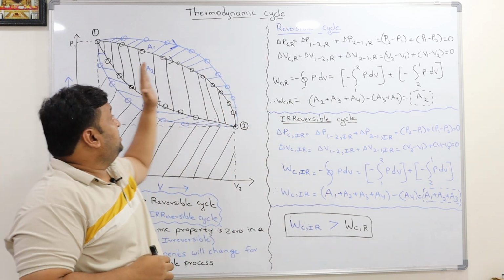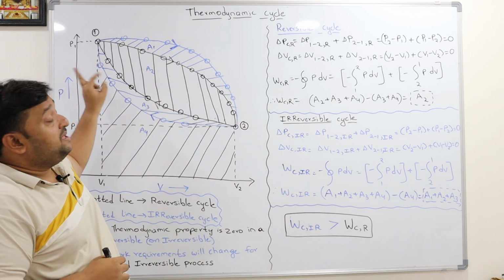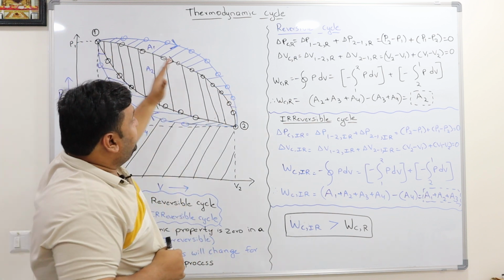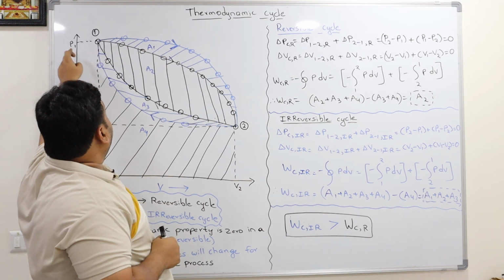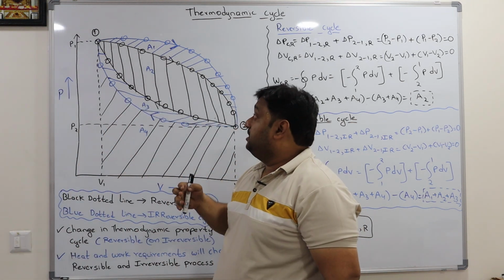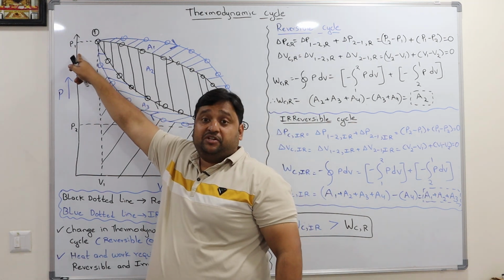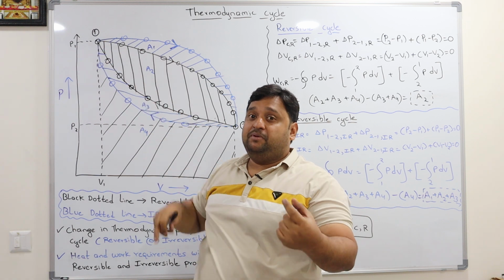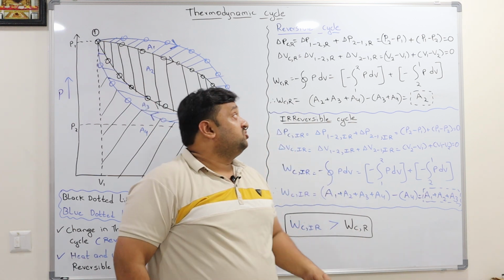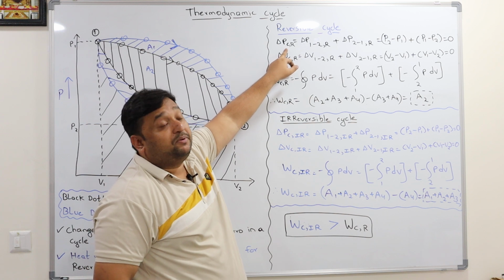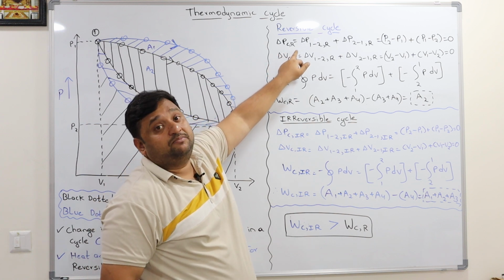Let us talk about this reversible cycle, which is the black one. If I talk about the change in property, let us take pressure as a thermodynamic property at this moment. Let us prove that the change in pressure in a cycle will be 0. That is what I have represented: delta P, the change in property of pressure in a cycle in a reversible process.